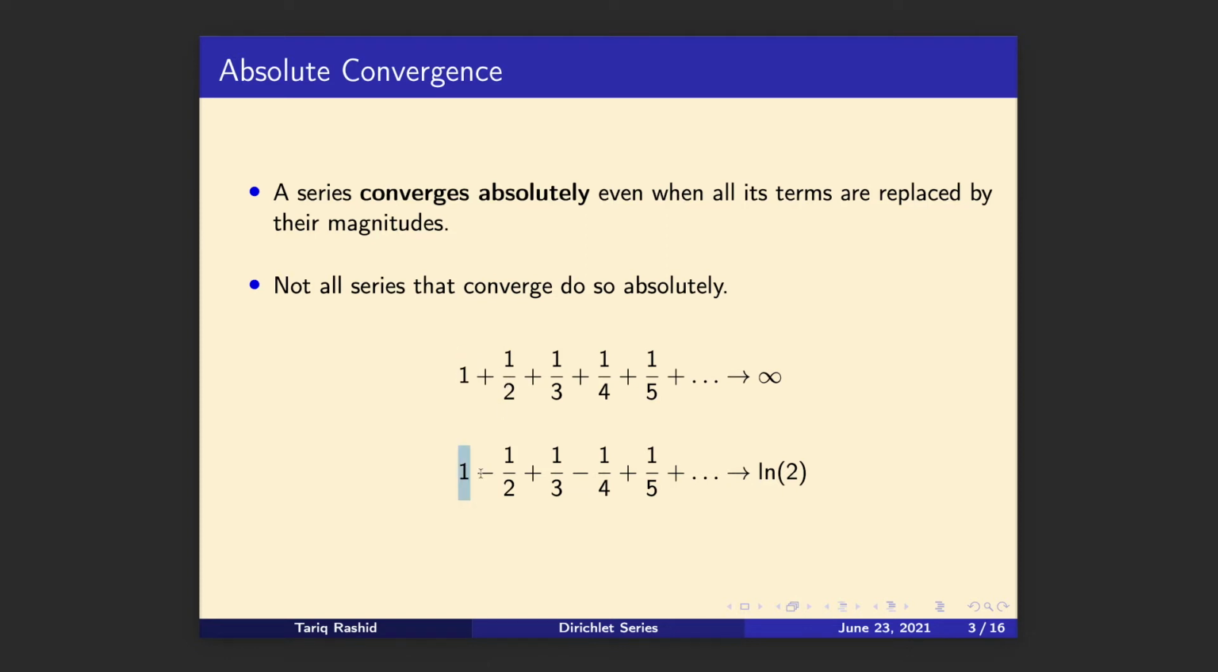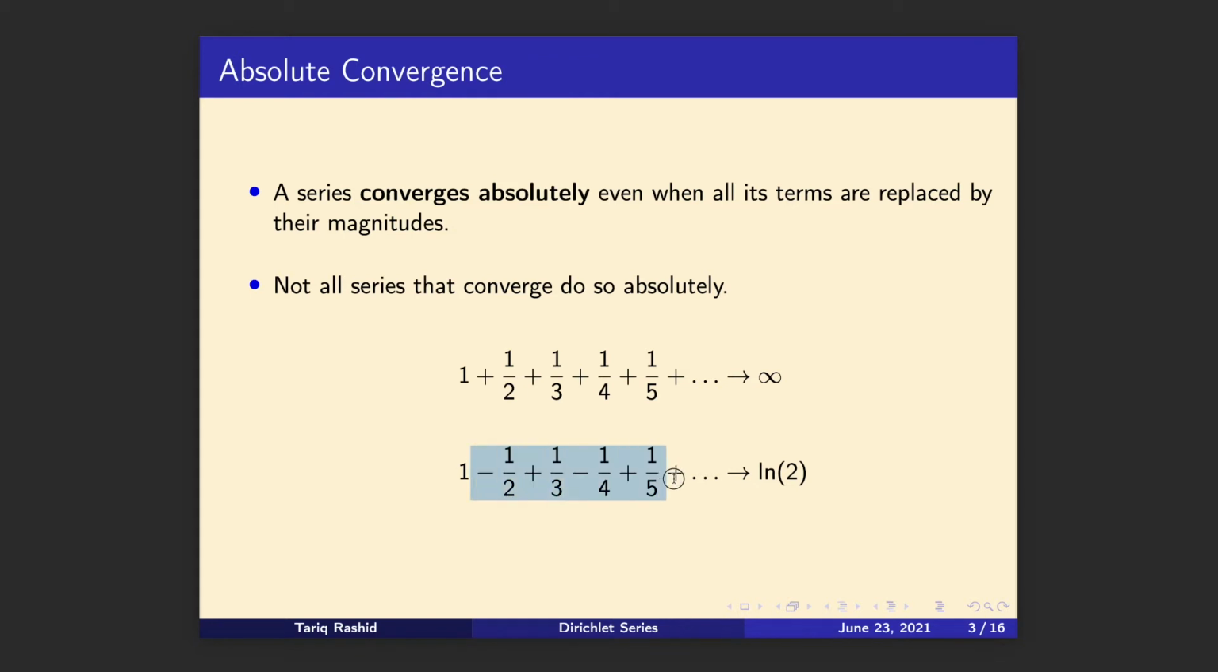So let's start with this series: 1 minus a half plus a third minus a quarter plus a fifth. You can see it's plus, minus, plus, minus. That actually converges to log of 2. We don't have to show why that's the case here, but that's a separate thing if you're interested. Now if you replace all the terms by their magnitudes, so that these negatives go away and become positive, that's the harmonic series.